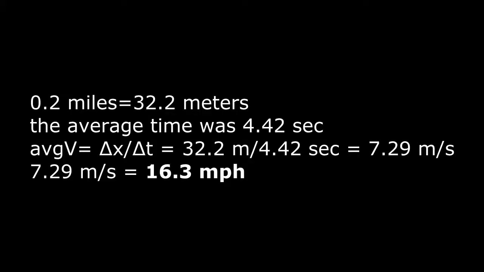After converting the distance in miles into meters and conducting several trials of the time it took the car to get from the point to the other point, we were ready to plug our variables into the equation for average velocity. After doing so, we found the average velocity to be 16.3 miles per hour. Man, that was quick!